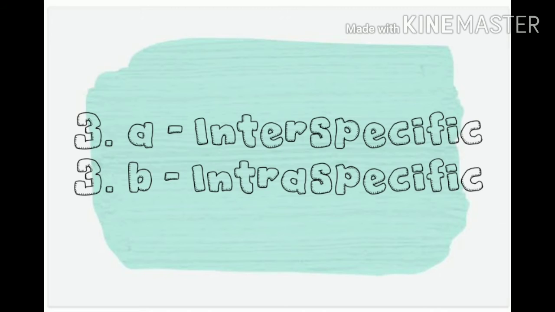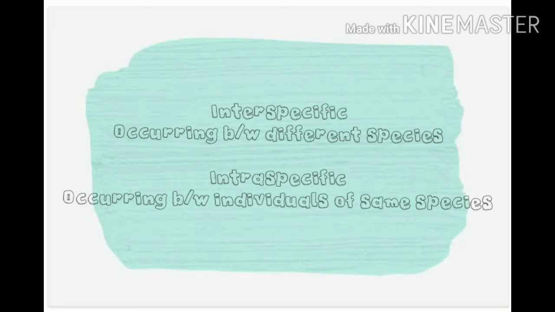The next bunch is interspecific and intraspecific. These two words are commonly used from an ecological perspective. When we study competition and all that, here we are going to understand the difference between inter and intra. Interspecific means occurring between two different species, while intra refers to that occurring between two individuals of the same species.